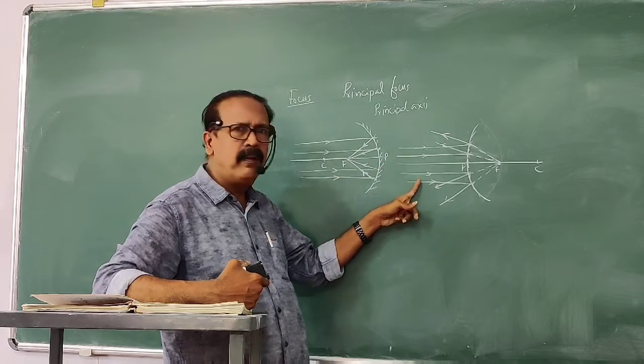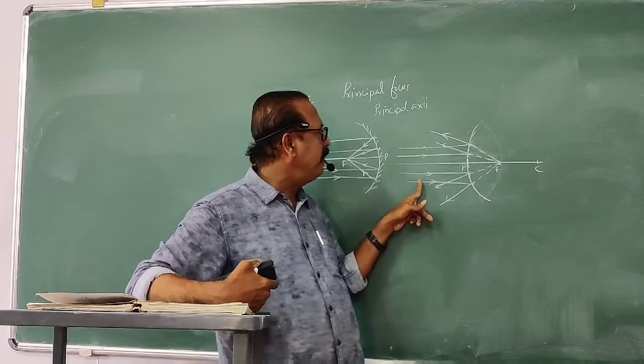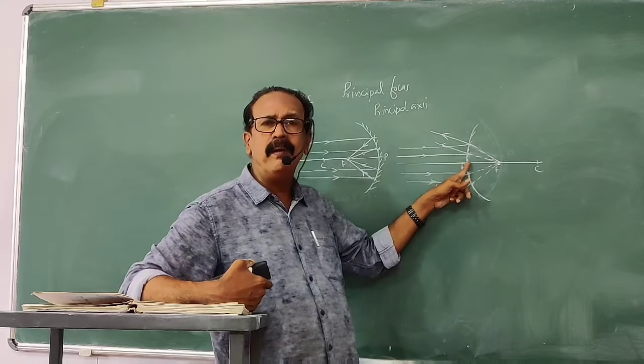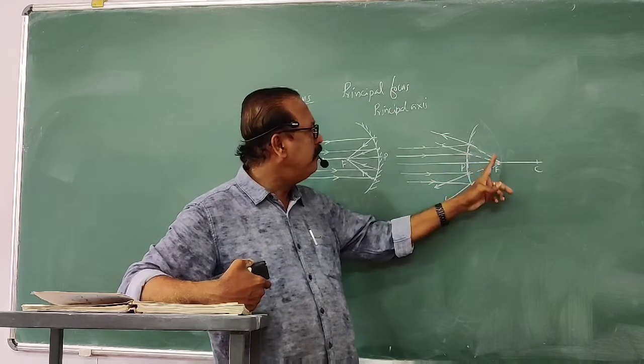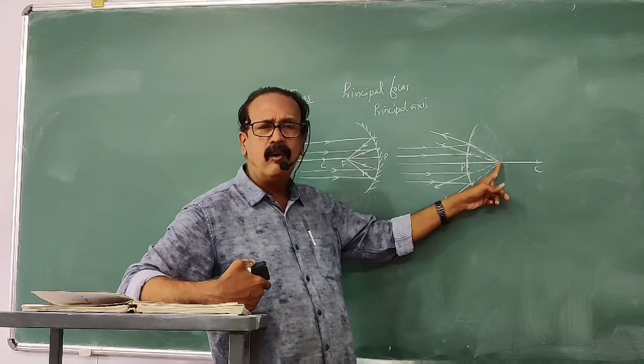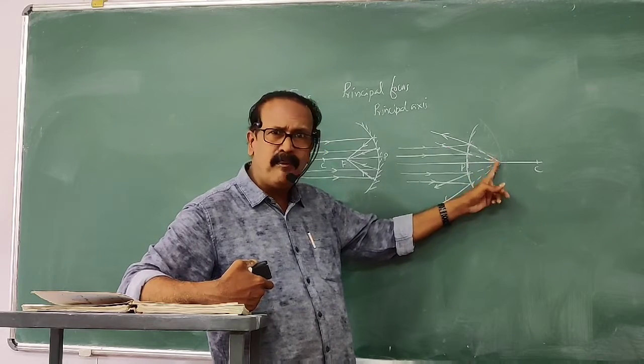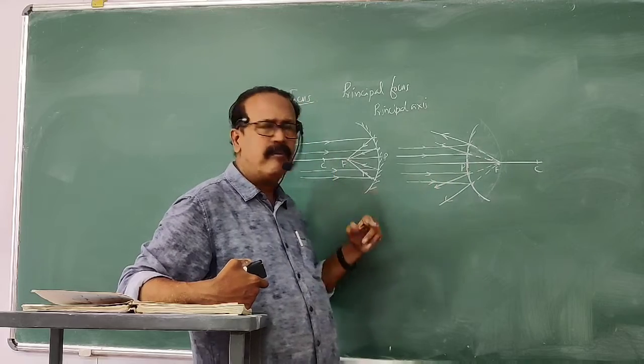A narrow parallel beam of light close to the principal axis, after reflection from the convex mirror, appears to diverge from a point behind the mirror. This is called the principal focus of a convex mirror. This is a virtual focus. This is a real focus.